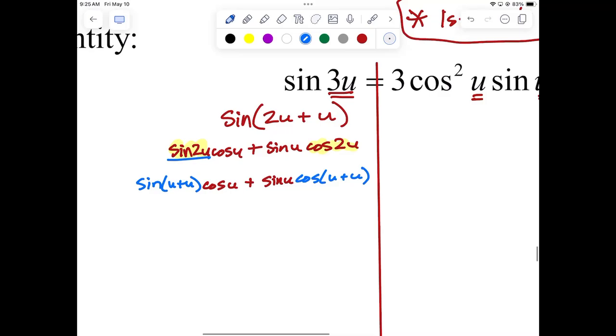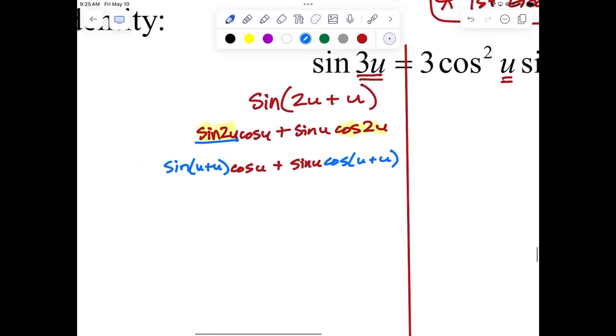I made progress in the first step, but I still have more progress to go, okay? Now here we go. We're going to expand it out. Sine of u plus u is sine of the first, cosine of the second, sine of the second, cosine of the first. Now you've got to be careful because that's two terms. It's still all times cosine of u, plus sine of u times parentheses.